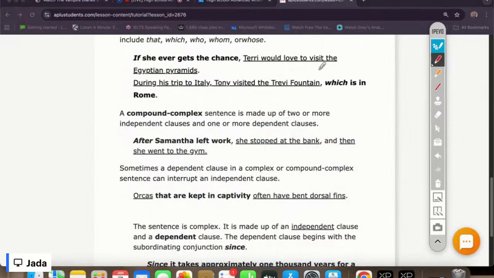So a compound-complex sentence is made up of two or more independent clauses and one or more dependent clauses. Okay. So: After Samantha left work, she stopped at the bank and then she went to the gym. Sometimes a dependent clause in a complex or compound-complex sentence can interrupt an independent clause. So like: Oscars that are kept in captivity often have bent dorsal fins. Okay.